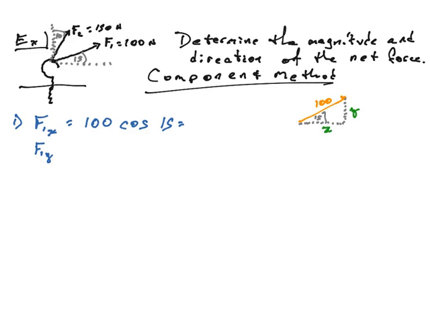We'll get out our calculator, calculate 100 times the cosine of 15, and we get 96.6 newtons. So there's my x component. What about the y component? Well, the y side is the side opposite to the angle. Opposite goes with sine from SOHCAHTOA, so it's 100 sine 15. 100 times sine 15, what does that give us? 25.9 newtons.